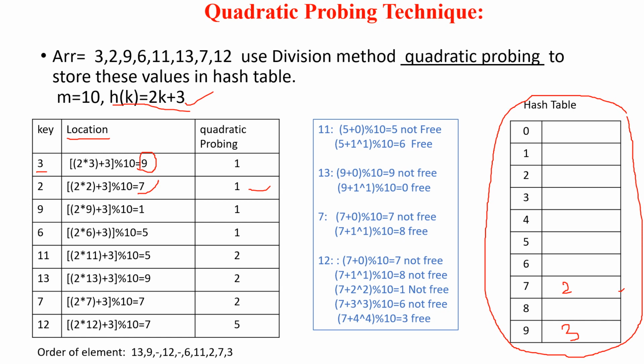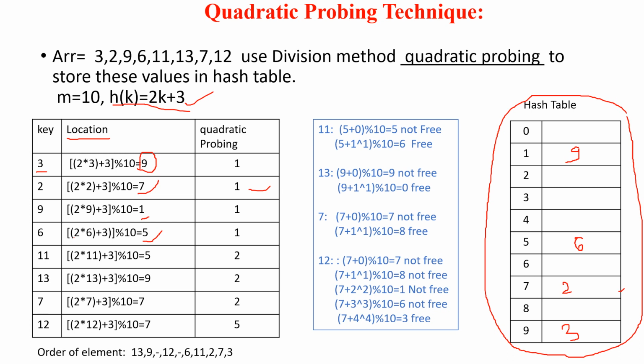Now the next element came, 9. If you calculate the index of 9, you get 1. Go and check your table. Is the first index free? Yes, it is free, so you store 9 at the first index. Now the 6th element comes, and if you calculate the index using the hash function, you get 5. Is the 5th index free? Yes, it's free. Then store 6 at the 5th index.